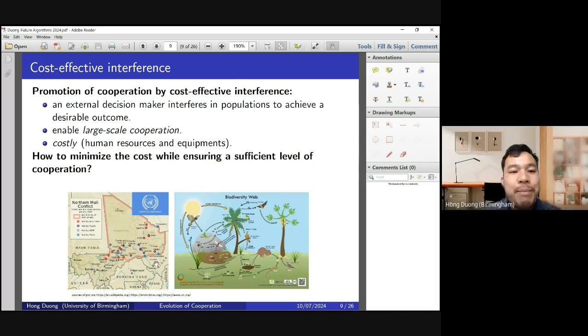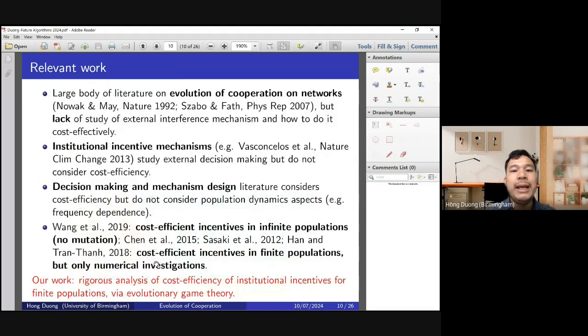Okay, so this is a very important question: how to minimize the cost while ensuring a sufficient level of cooperation. My research focuses on this question. There is a large body of literature on the evolution of cooperation on networks, but it lacks a study of external interference mechanisms and how to do it more effectively.